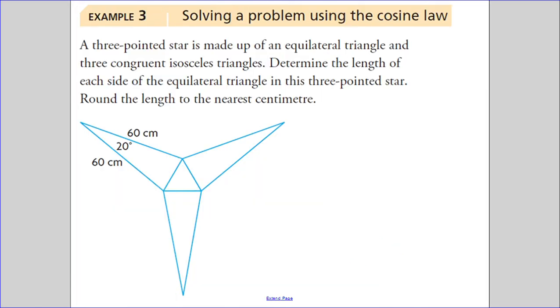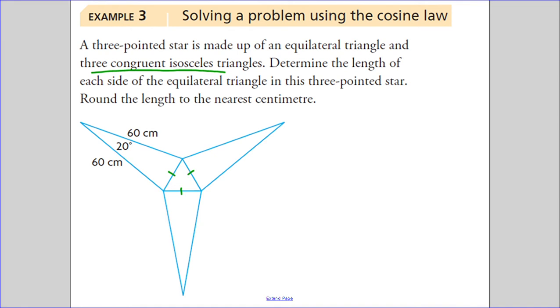Alright, and our next one. A three-pointed star is made up of an equilateral triangle and 3 congruent isosceles triangles, and it wants us to determine the length of each side of the equilateral triangle in this three-pointed star. So the biggest part here, I guess, is it says 3 congruent isosceles triangles. That means that all 3 triangles are the same isosceles triangle, which means that all 3 sides in this equilateral triangle in the middle are going to be the same, which is kind of given the idea that it's an equilateral triangle anyway.